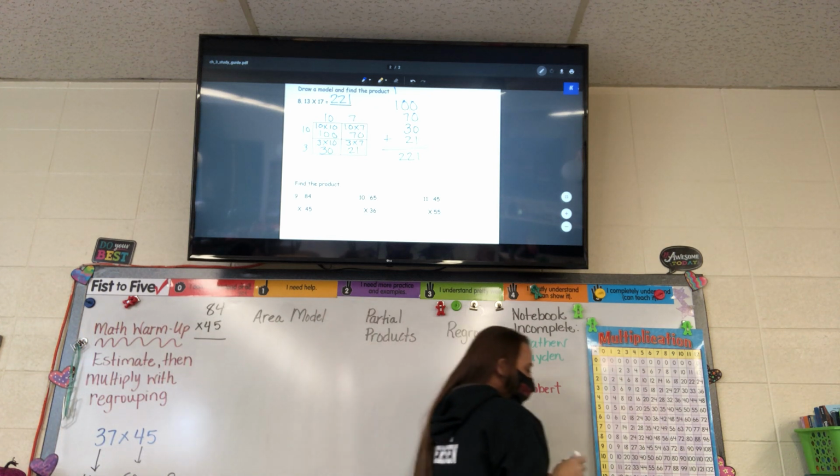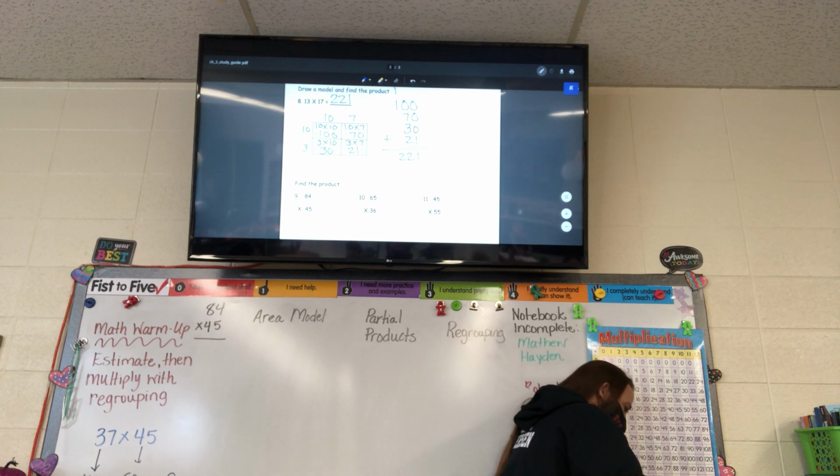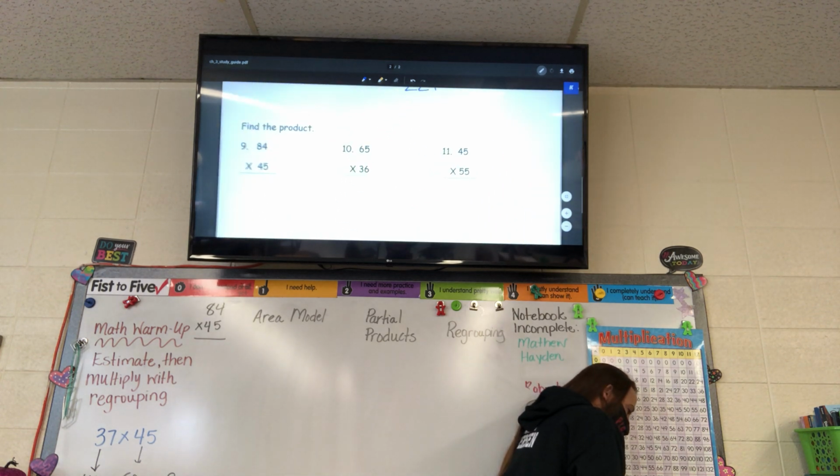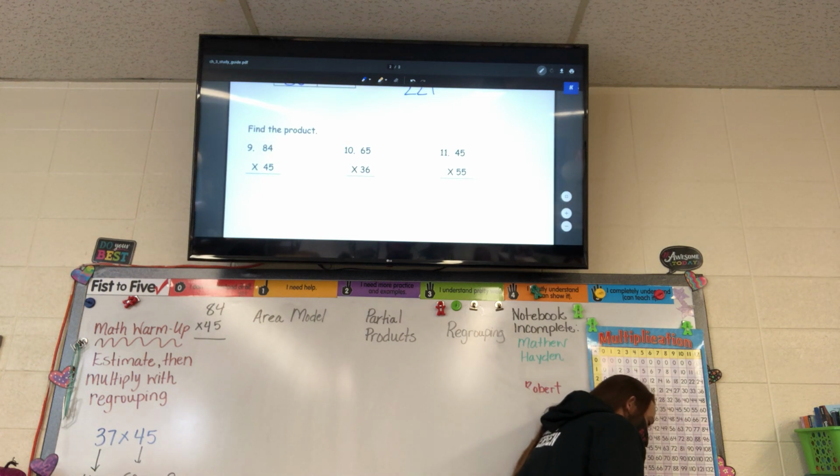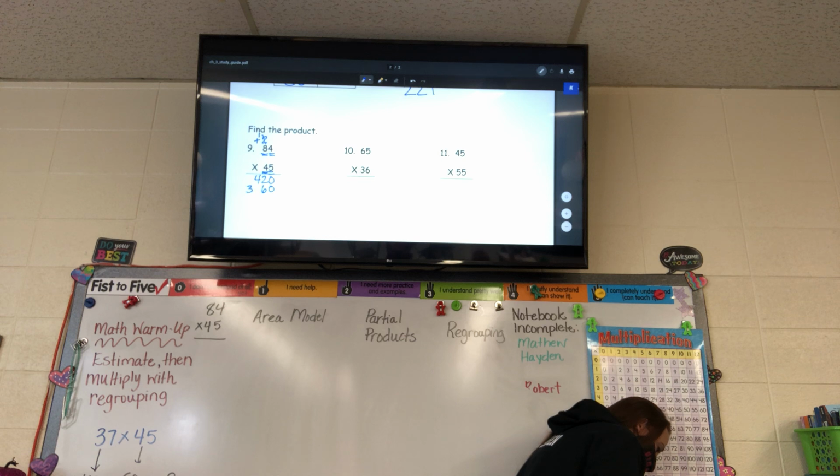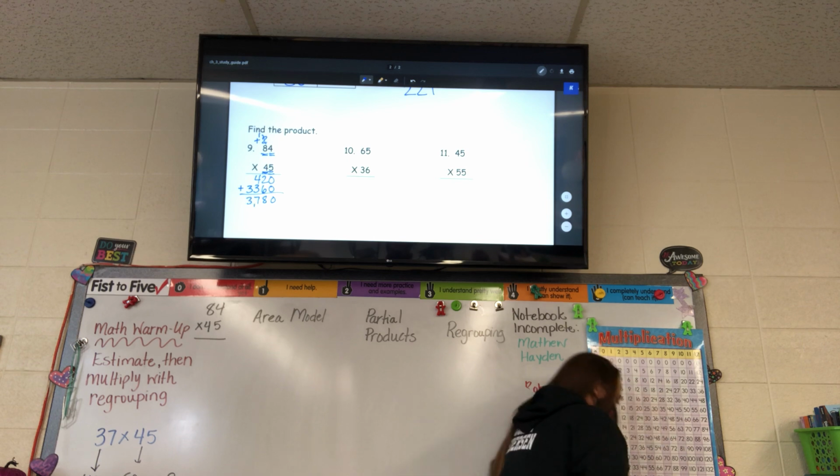I'll do regrouping on the TV screen. If you choose to do regrouping on the test, you need to copy down what I'm copying now. 5 times 4 is 20. Put down the 0, carry the 2. 5 times 8 is 40, plus 2 is 42. Cross out the 2, 0 placeholder. 4 times 4 is 16. Put down the 6, carry a 1. 4 times 8 is 32, plus 1 is 33. Then you add those together, and you get 3,780.